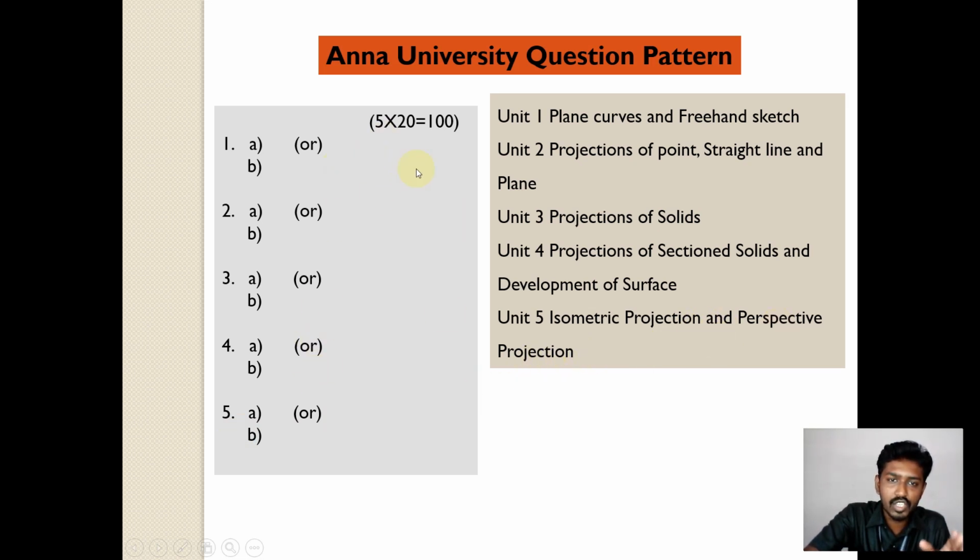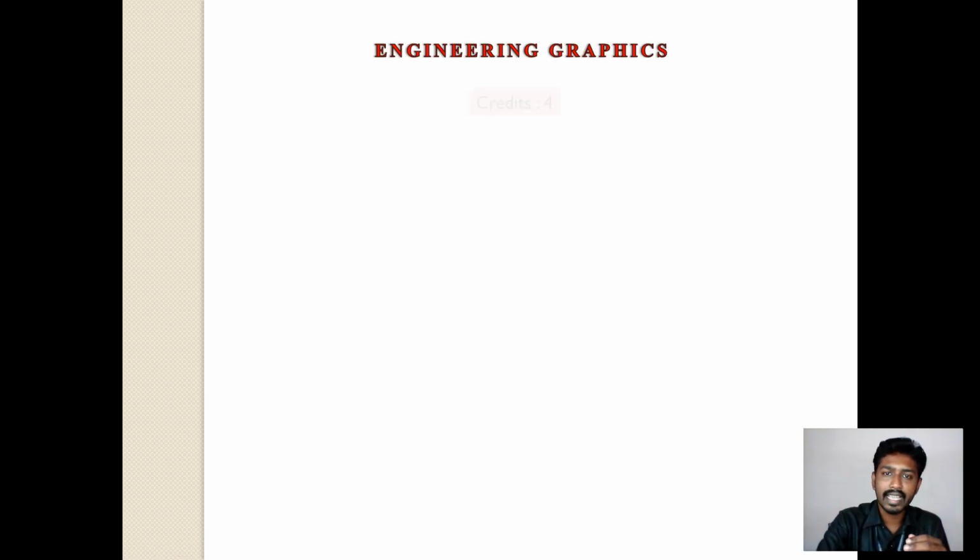Each question carries 20 marks, totally 100 marks. And next, the credit allocated for engineering graphics is 4. Actually, this credit will play a vital role in the calculation of CGPA or your percentage of marks. So, taking more marks in engineering graphics fetches you a good score, right?